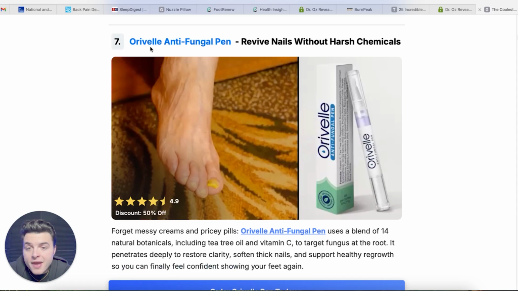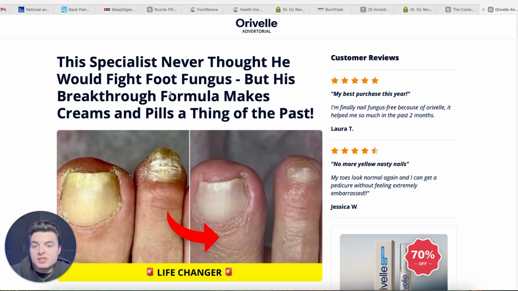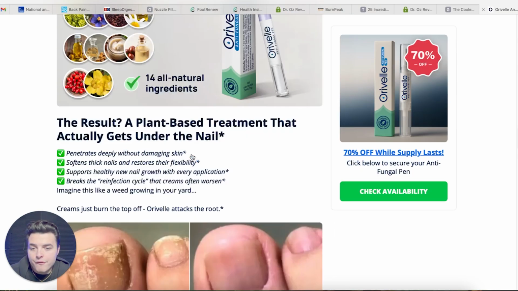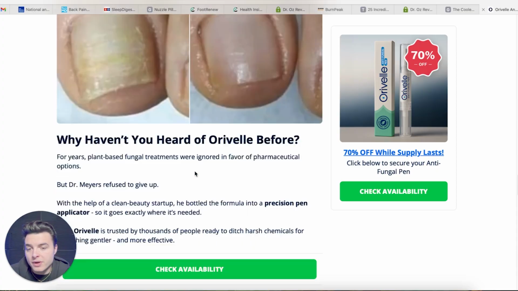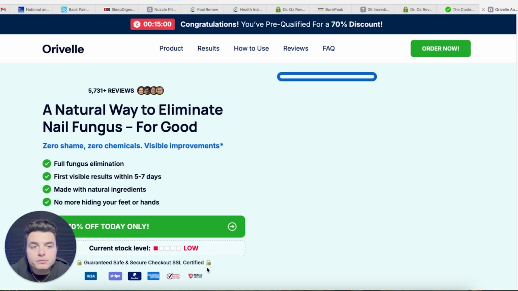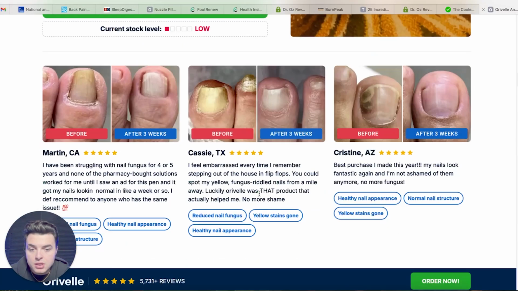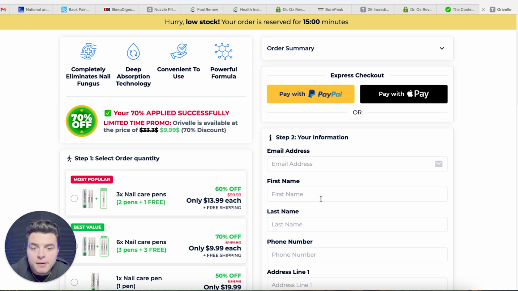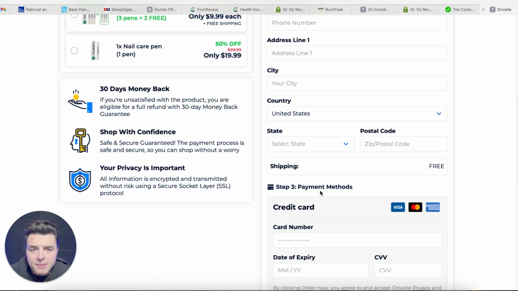So, Oravel antifungal pen. Let's look at this advertorial page. The specialist never thought he would fight foot fungus, but his breakthrough formula makes creams and pills a thing of the past, right? And it's going to talk about the dangers of foot fungus, before and afters, right? Look at this. This is high level shit. And then it's going to push over to some type of product page that's already built out. And then what are they running? Some type of subscription offer, I would imagine. Probably some type of MRR play here.